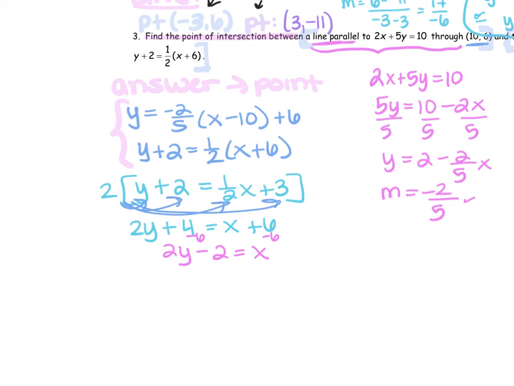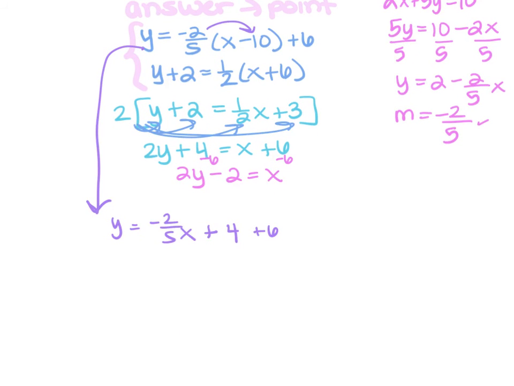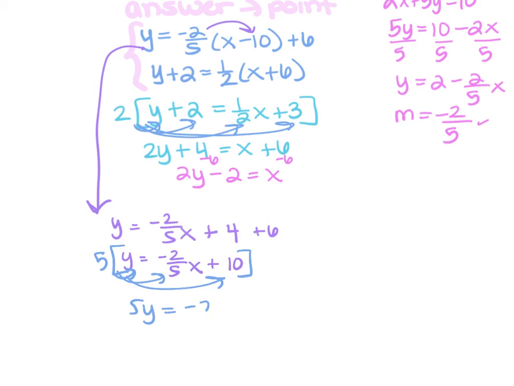All right, so that looks like it's kind of set up for substitution because I've solved for x. Let's look at this first equation. y = -2/5 x + 4 + 6. Okay, if you distribute the -2/5 to the -10, that becomes positive 20/5, which is 4. y = -2/5 x + 10. I'm going to multiply everything here by 5 to get rid of the fraction. 5y is equal to -2x + 50.